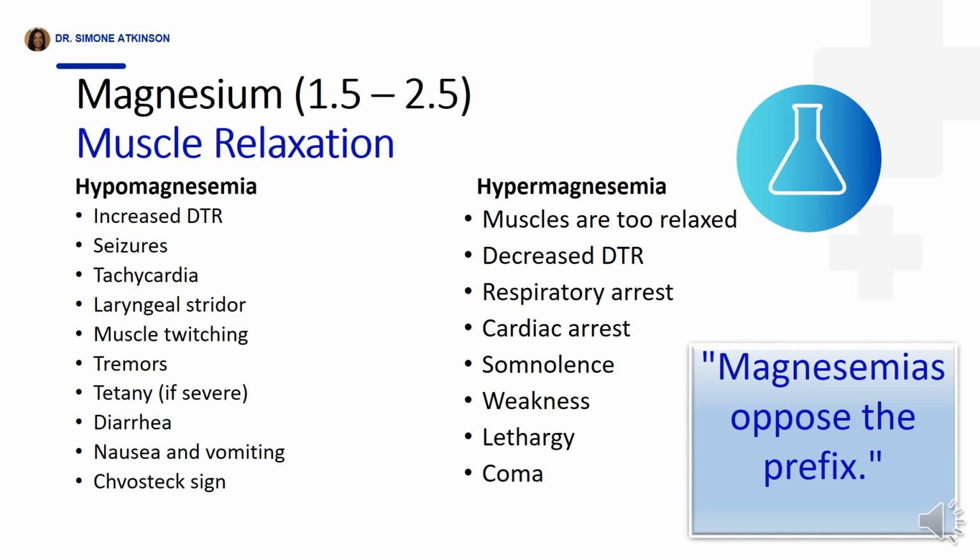Just on a side note, remember too that the antidote for hypermagnesemia is calcium gluconate. So if at any point we ever gave too much magnesium to a client, we would use calcium gluconate as an antidote for the hypermagnesemia state.